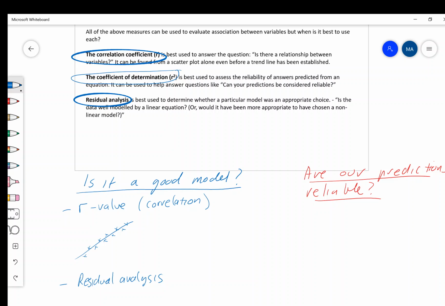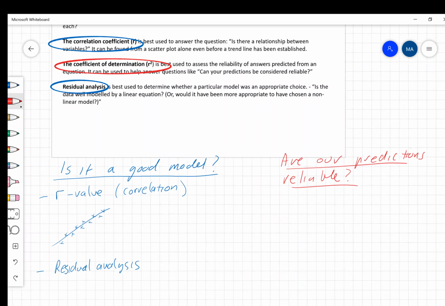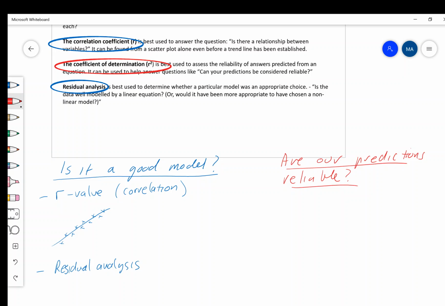So I'm going to leave them in blue. The coefficient of determination I'm going to change to red, because that is one of our measures for whether or not our predictions are reliable. So once we've got our model, our equation, we start substituting values into it to make predictions. Now, in order to determine whether those predictions are reliable, we use the R squared value. So that's the coefficient of determination.